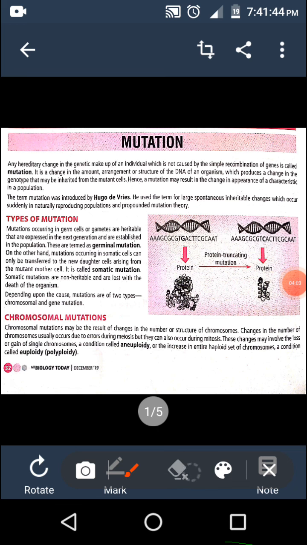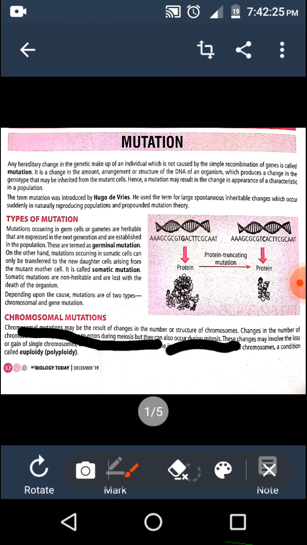The first one is chromosomal mutations. These are the result of a change in the number or structure of chromosomes. These mutations are mainly happening due to mutagens. Mutagens are the mutation-causing agents or factors. So mutation is happening due to the mutagens which are present, and the organisms which are harmed are getting harmed because of these mutations.